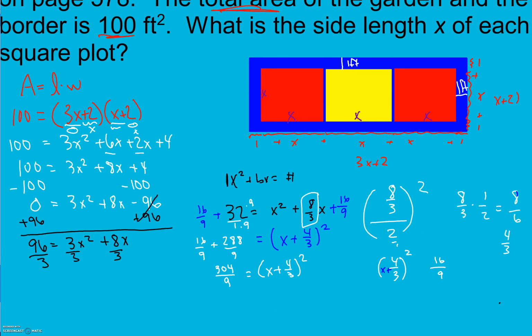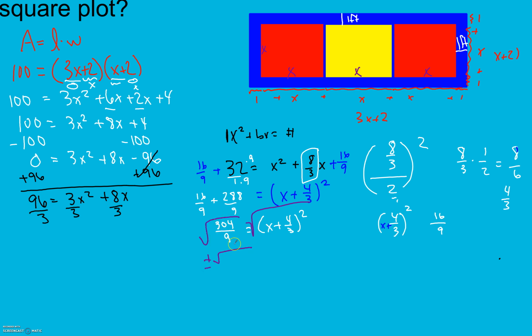To get rid of the square, we are going to take the square root of both sides. And when I do that, it's plus or minus the square root. Square root of 304. 304 is not a perfect square, so we leave that. But we know that the square root of 9 is just 3. So I can take that out of my radical as a 3. Square root of 9 is 3, so we write just 3. Here, I have x plus 4 over 3, because I took the square root and that got rid of my squared. We're going to subtract 4/3.